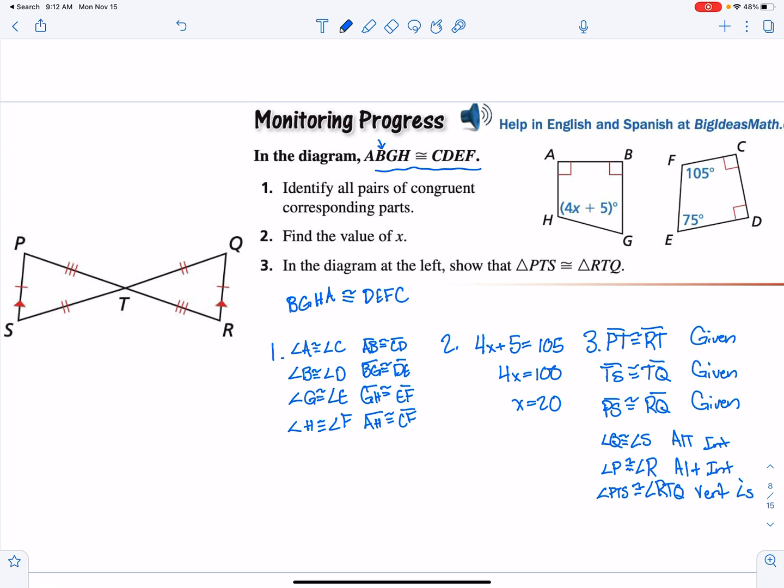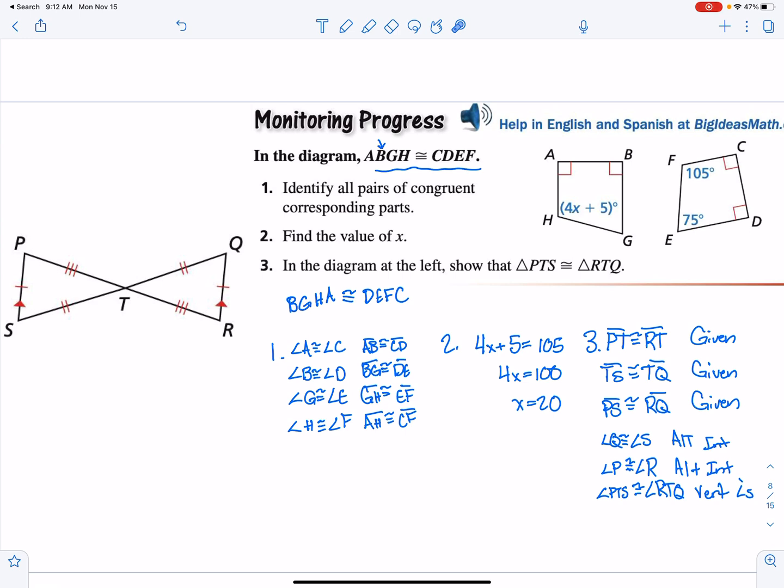Number 2, if I wanted to find the value of x, again, what I want to do is identify where x is. X is at angle H. I know angle H is corresponding with F. So I set 4x plus 5 equal to 105, and then solved, I got x equals 20.